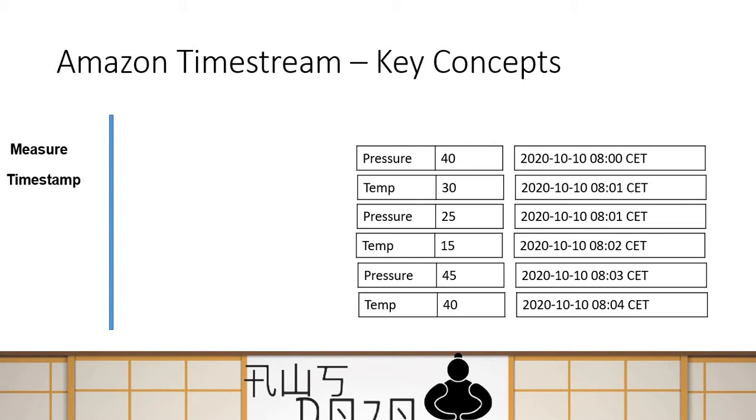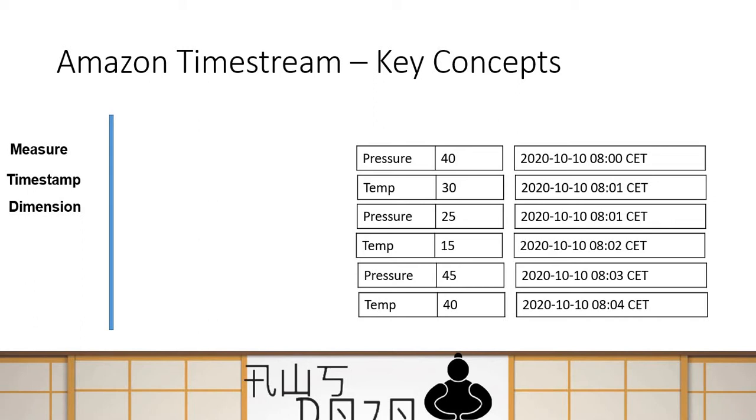So you always have a measure with a timestamp. And then here onwards, it started becoming a little interesting. So then comes the concept of dimension. So dimension is about, okay, fair enough, I am doing a pressure measure, I am doing a temperature measure, but I am doing it for what?